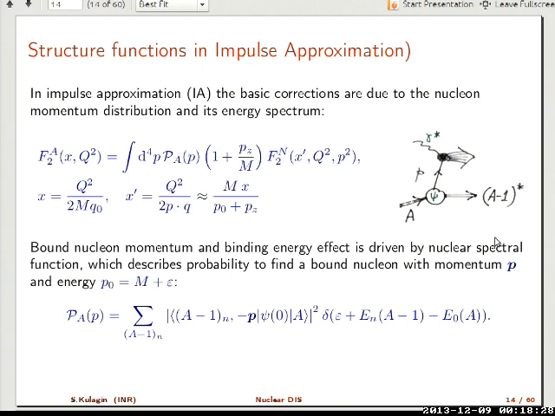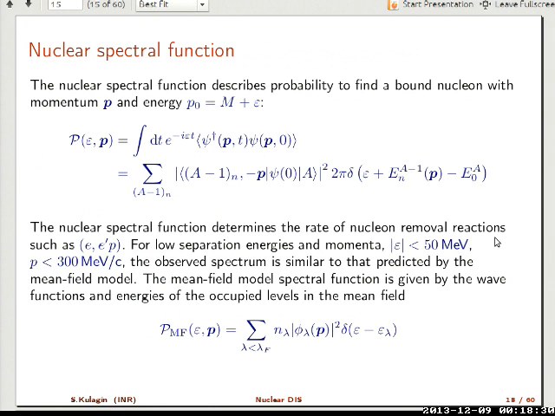So we are again back to the nuclear spectral function. This is the major quantity which would determine the rate of the corrections.